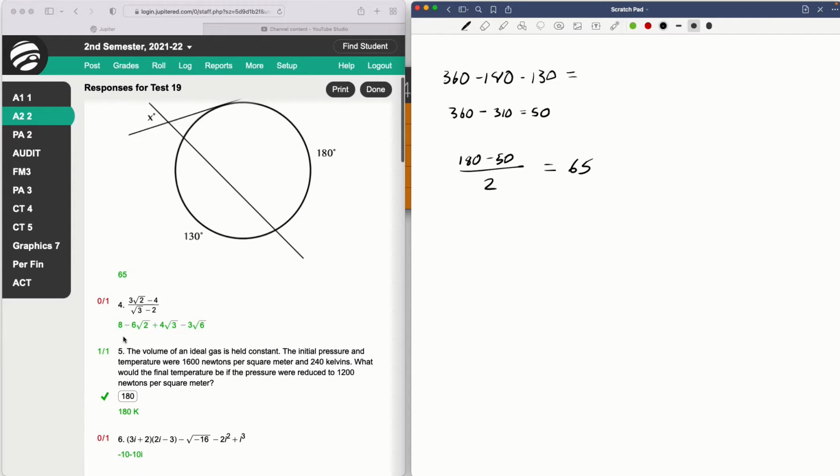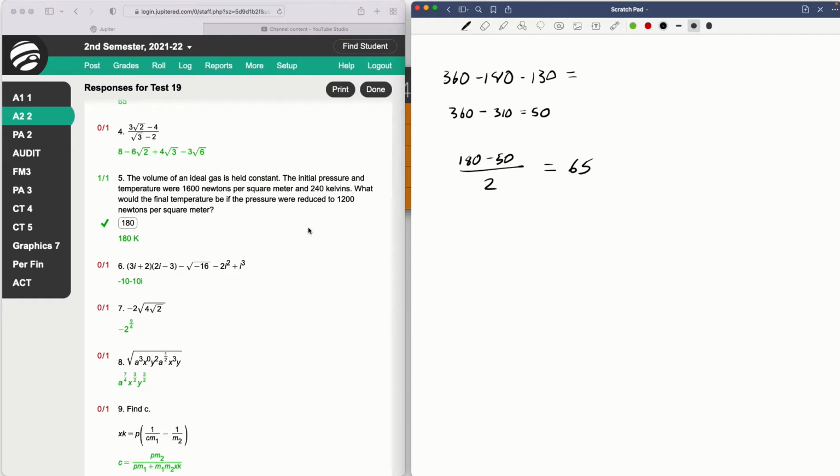Okay? All right, let's look at this one. So we have 3 times the square root of 2 minus 4 over square root of 3 minus 2. We are going to rewrite that in the right order. So that's going to be negative 4 plus 3 times the square root of 2 over negative 2 plus the square root of 3. Now we are going to change the sign and conjugate.